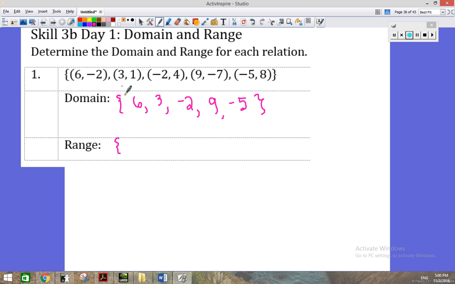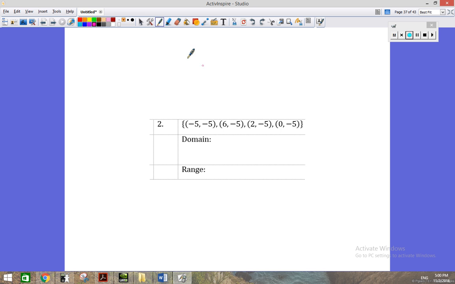So let's take a look at the range. It's a set of y values. We've got -2, 1, 4, -7, and 8. All right. So that is the domain and range of this relation. Take a look at the next one.